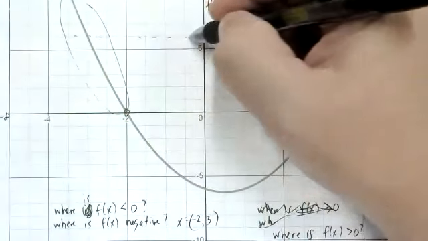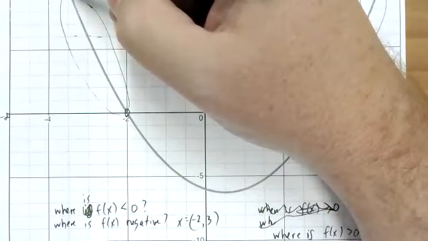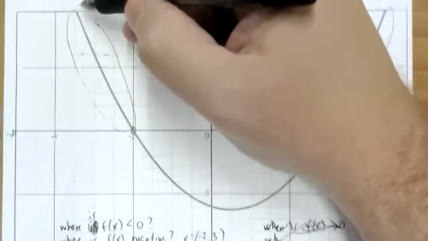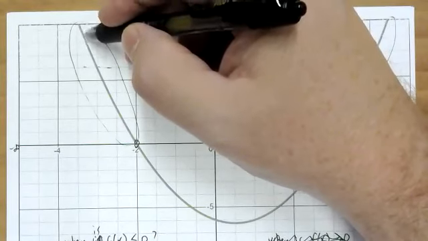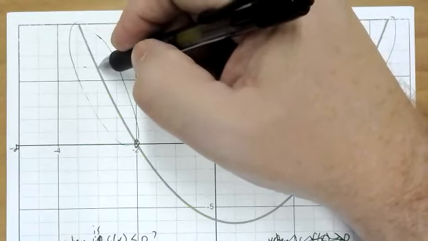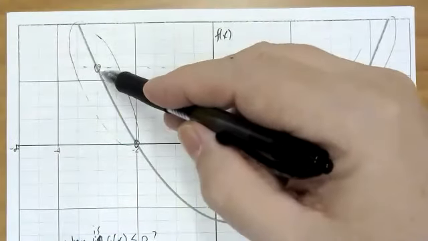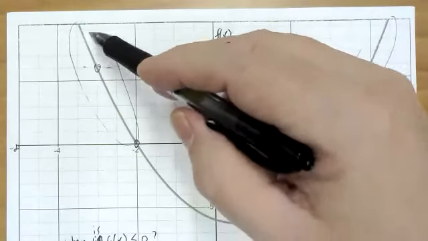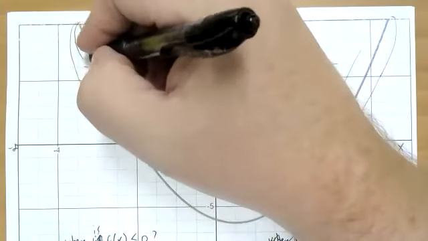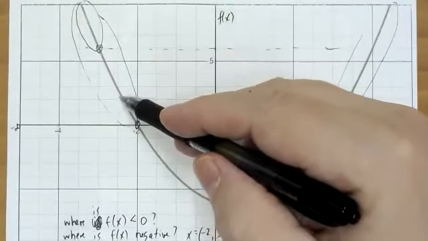So here's where the function is 6. We start here. When this graph starts out, the function is larger than 6. So this is part of my solution. If I get right to here, because as I keep moving to the right, all of a sudden my function is less than 6. So this is a solution, but not any of this.